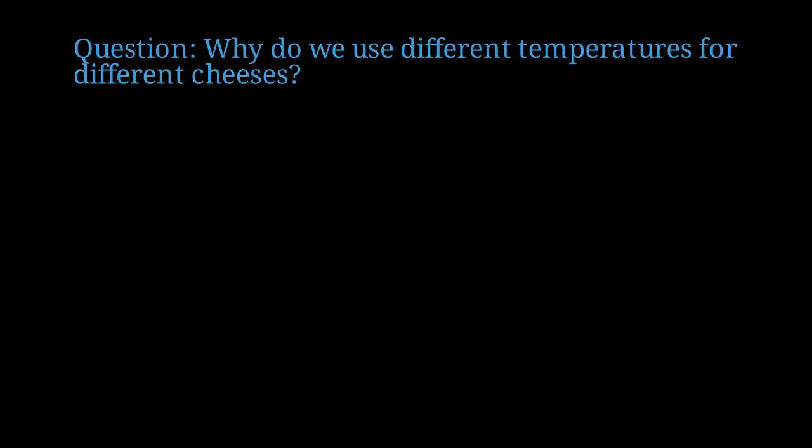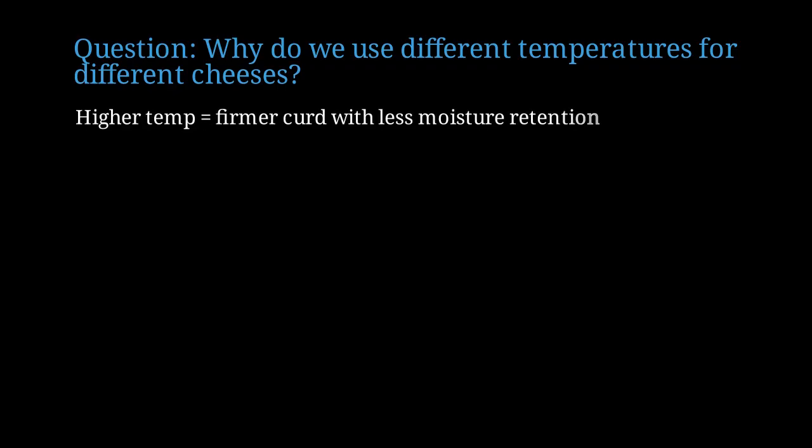The answer relates to the desired texture and moisture content. Higher temperatures, around 38 to 40 degrees, produce firmer curds that expel more whey, creating harder cheeses like Parmesan. Lower temperatures, around 30 to 32 degrees, yield softer curds that retain more moisture, perfect for brie or camembert.